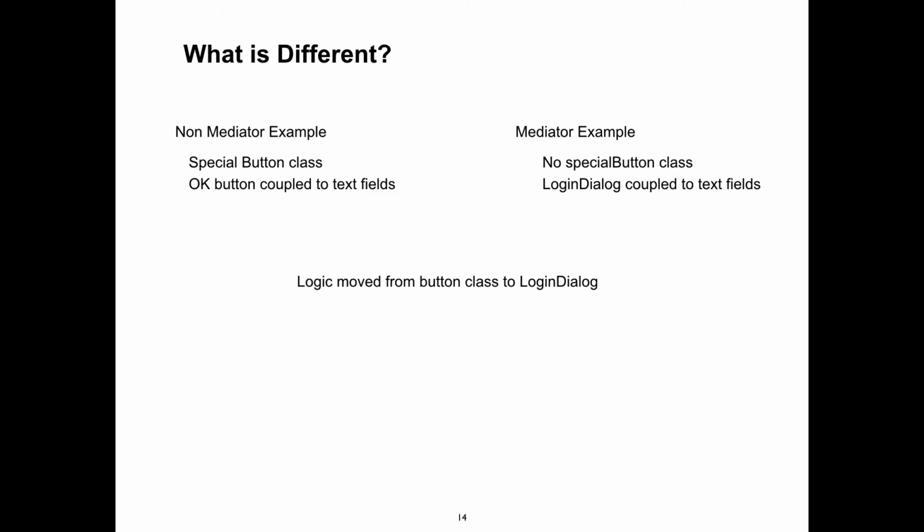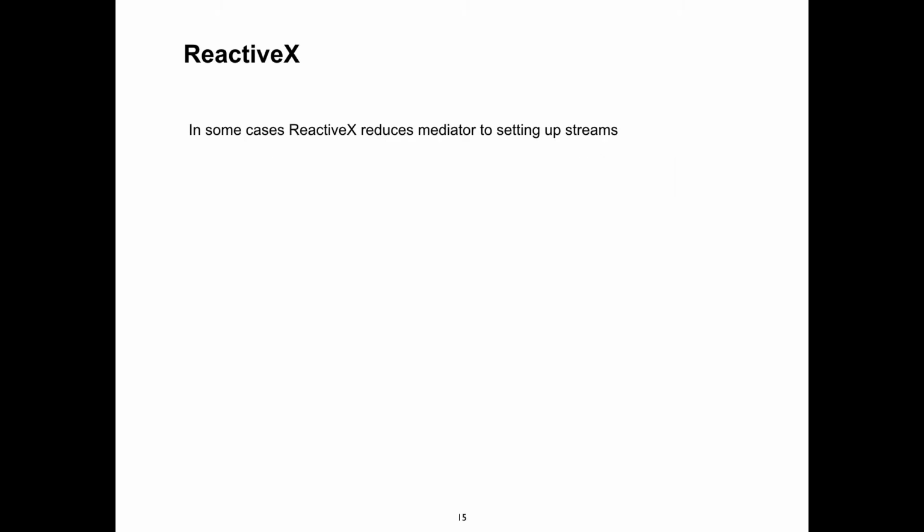Right, so in the first example, the button does the work and it knows about the text fields, whereas in the other example, the login dialog knows about the text fields. So the components don't have to know about each other, the button doesn't have to know about the password and the rest. Not all cases can do this.